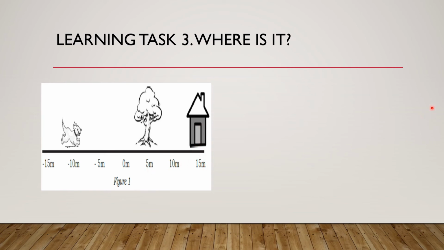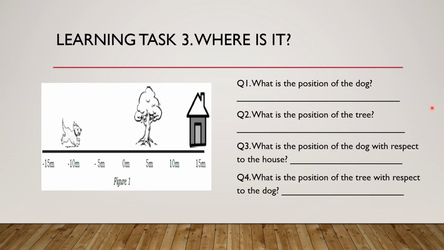Okay? So, may mga tanong. Sasagutan din itong mga tanong na to. O, tingnan natin yung number 1. What is the position of the dog? Ano daw ang position ng dog? O, nasan ba yung dog? Katapat. 10 meter. What is the position of the tree? O, nasan ba yung tree? O, so, susulat nyo lang ang sagot. 5 meter. And then, sasagutin nyo ng question 3 and question 4.